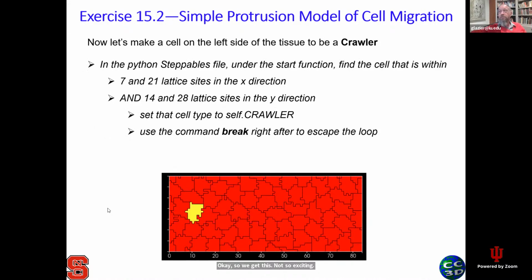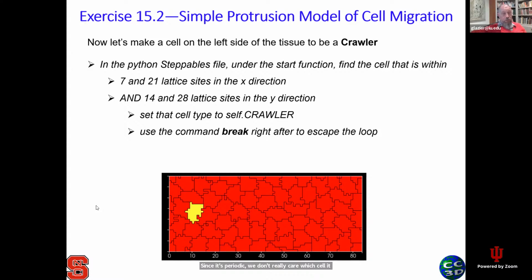So now we want to create one yellow cell. And there are a variety of ways we could do that. The way Julio suggested to do it was to actually loop through the cells inside of the start function, ask where the center of mass of the cell is, and if the cell center of mass was between 7 and 21 in the x direction and 14 and 28 in the y direction, change the cell type to be crawler. Since it's periodic, we don't really care which cell it is.